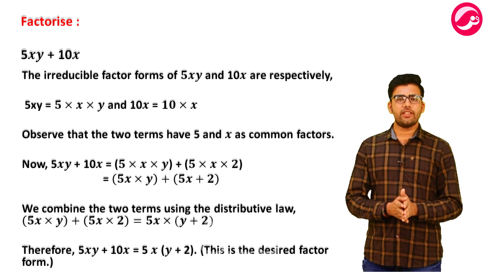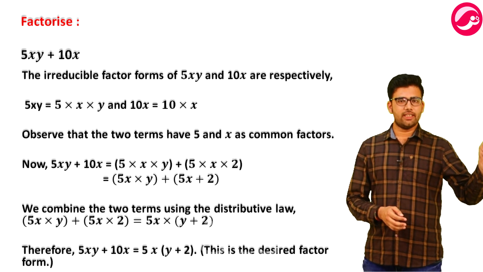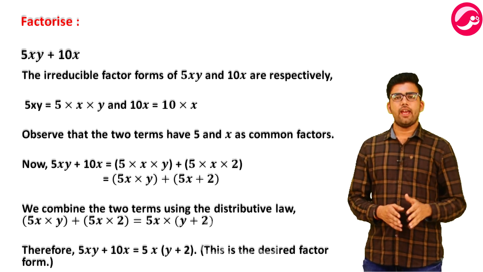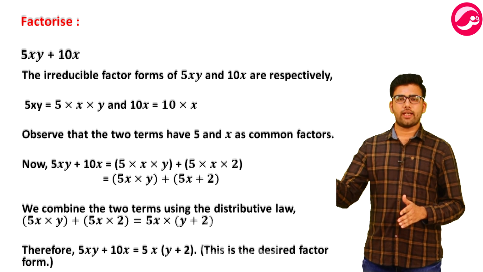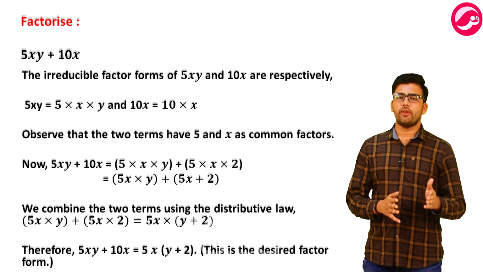Now, we will take an example: factorize 5xy plus 10x. The irreducible factor forms of 5xy and 10x are, respectively, 5xy is equal to 5 into x into y and 10x is equal to 2 into 5 into x. Observe that the two terms have 5 and x as their common factors.